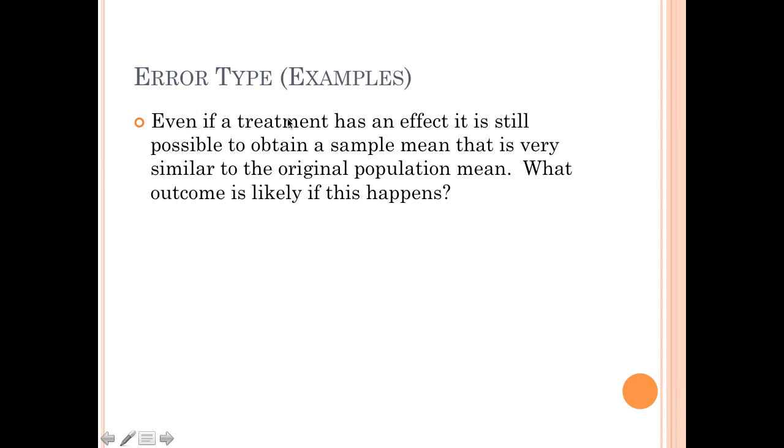So here's an error type example. Even if a treatment has an effect, it is still possible to attain a sample mean that is very similar to the original population mean. What outcome is likely if this happens? So your treatment worked, there is an effect, but you obtained a sample mean that is really close to the original population mean, or the hypothesized population mean. What type of error would that be? Type 1 or type 2?